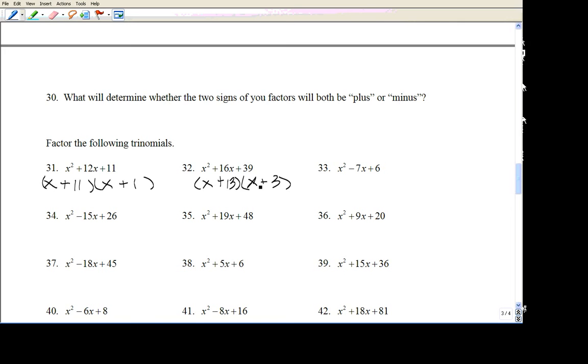And then 33, we have x squared minus 7x plus 6. So what are factors of positive 6 that add up to negative 7? Well, factors of 6 could be 1 and 6 or 2 and 3. But be careful about which ones you choose here. So if we multiply -1 times -6, those two numbers add to -7 but multiply to +6.